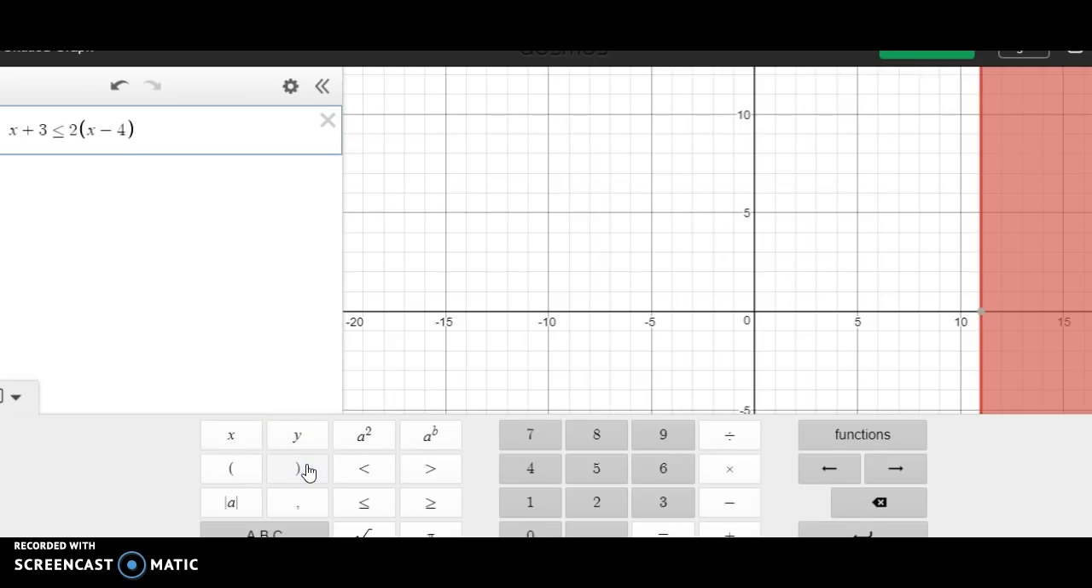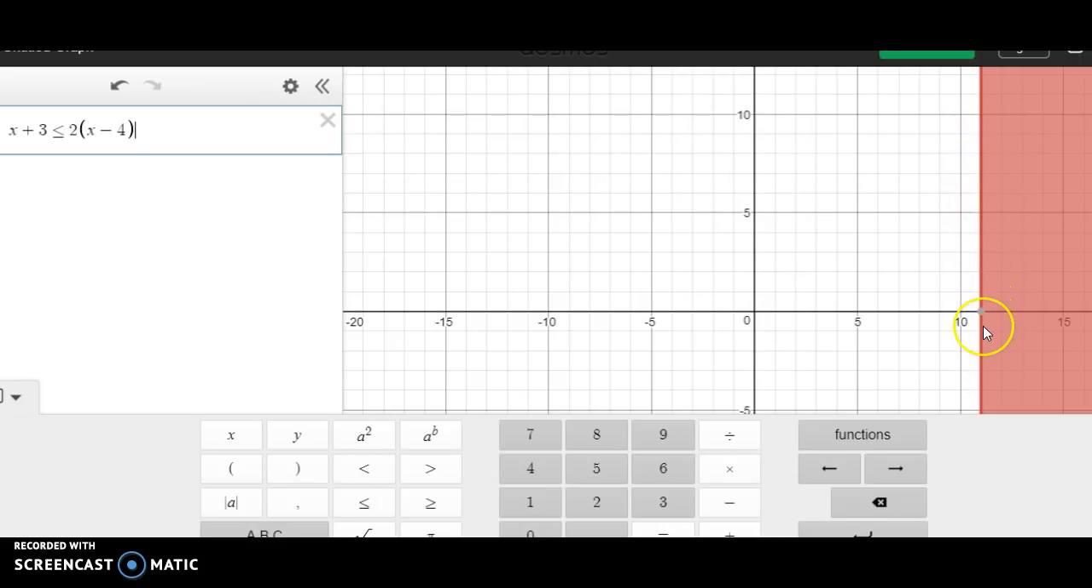Okay, so let me just double check it. x plus 3 less than or equal to 2x minus 4. And let's take a look at this graph. If you go over here, it starts at 11, right? There's my 11, and 11's included because this is a solid line. Remember, the dashed line means it's a greater than or a less than, but if it's a solid line, it's a greater than or equal to or a less than or equal to.